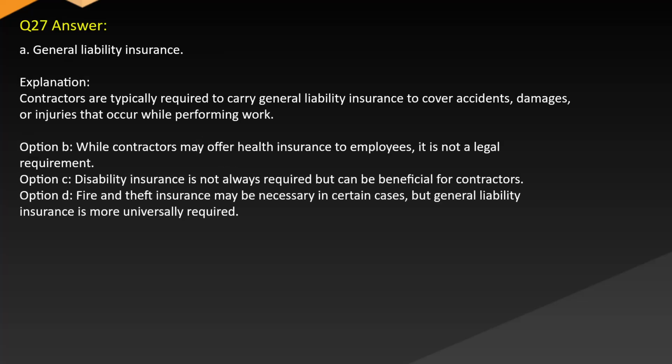Answer: A. General liability insurance. Explanation: contractors are typically required to carry general liability insurance to cover accidents, damages, or injuries that occur while performing work. Option B. While contractors may offer health insurance to employees, it is not a legal requirement. Option C. Disability insurance is not always required but can be beneficial for contractors. Option D. Fire and theft insurance may be necessary in certain cases, but general liability insurance is more universally required.